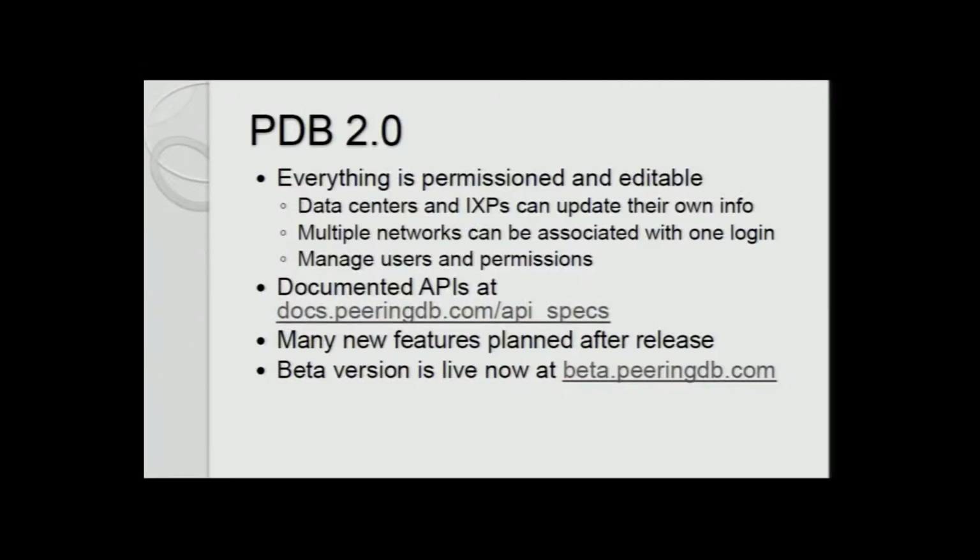Everything is also permissioned, and we have multiple levels of editing. For example, in PeeringDB 1.0, we have another problem where data center and IXP owners can't actually edit their data. The way to update this right now is to send an email to support, and then we have to go and do that manually. In 2.0, the IXP and the data center will be able to update their records themselves, so that's a great new advantage. And as I said before, you can now have multiple networks that are associated with one account.